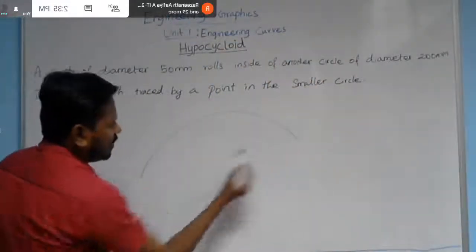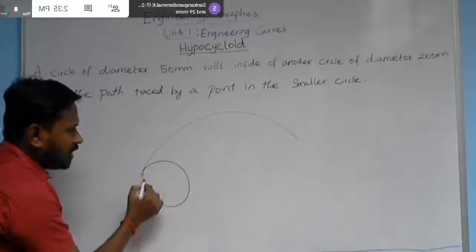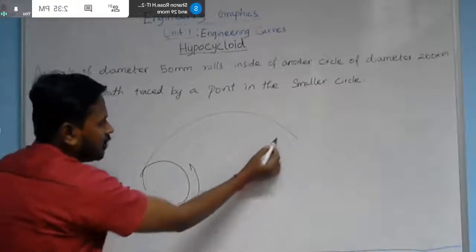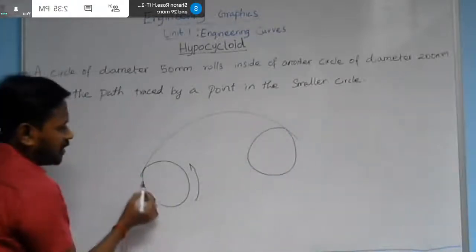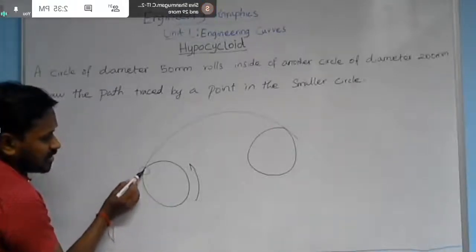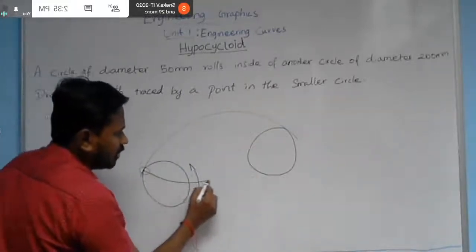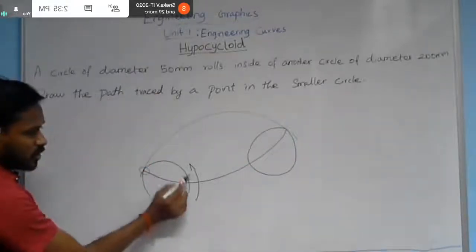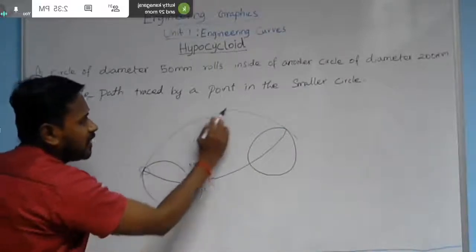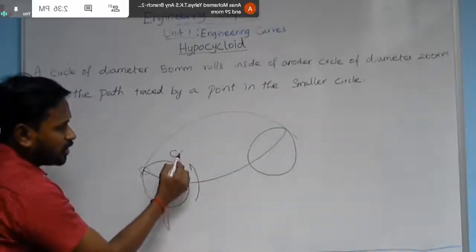Whenever a smaller circle or a generator circle rolls inside of another bigger circle and completes one full revolution, the hypocycloidal curve is nothing but the path traced by a point on the circumference of the smaller circle during this rolling process. So the curve will look like that. Consider this is your generator circle, the smaller circle. It starts to roll on the inside of the other circle in order to move from this position to that position by rotating in the counterclockwise direction.